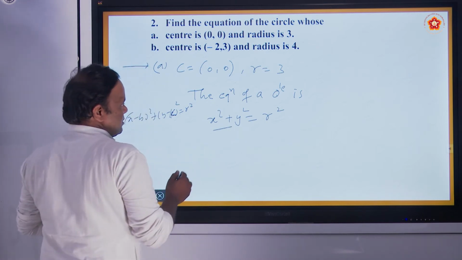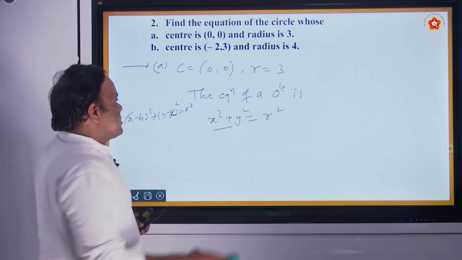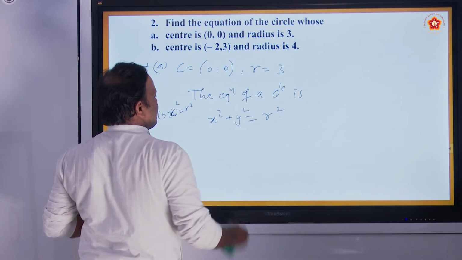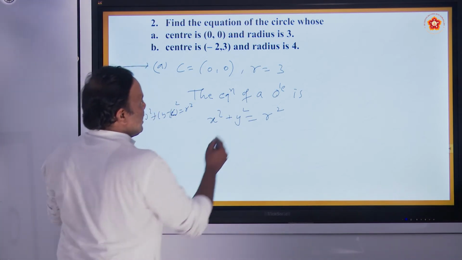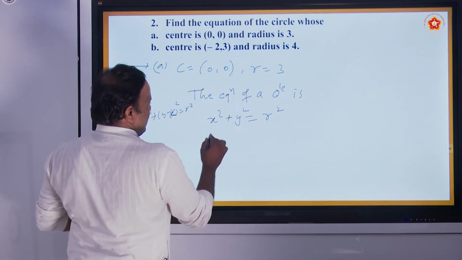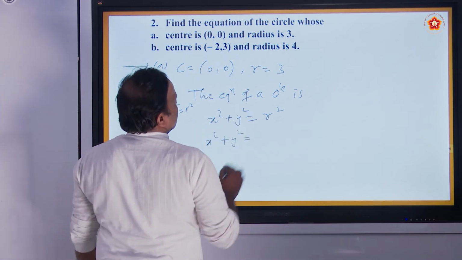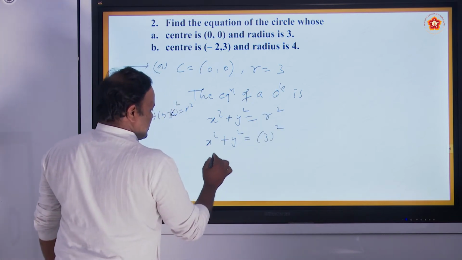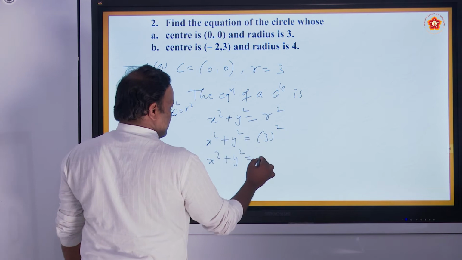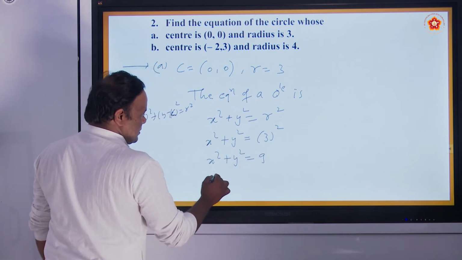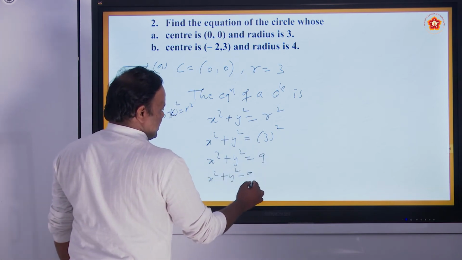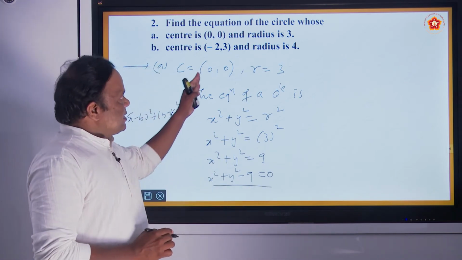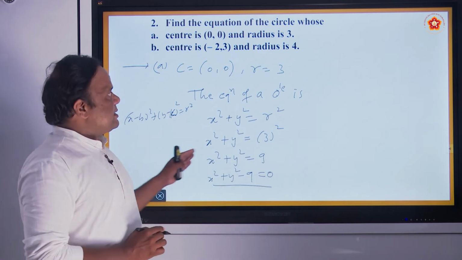Okay, so substituting the values directly, you have to substitute the r value here. So x square plus y square is equal to, what is r here? r is nothing but 3 square. So x square plus y square is equal to 9. Take 9 this side: x square plus y square minus 9 equal to 0. This is the equation of the circle. The center is 0 comma 0, that is origin, and the radius is 3.